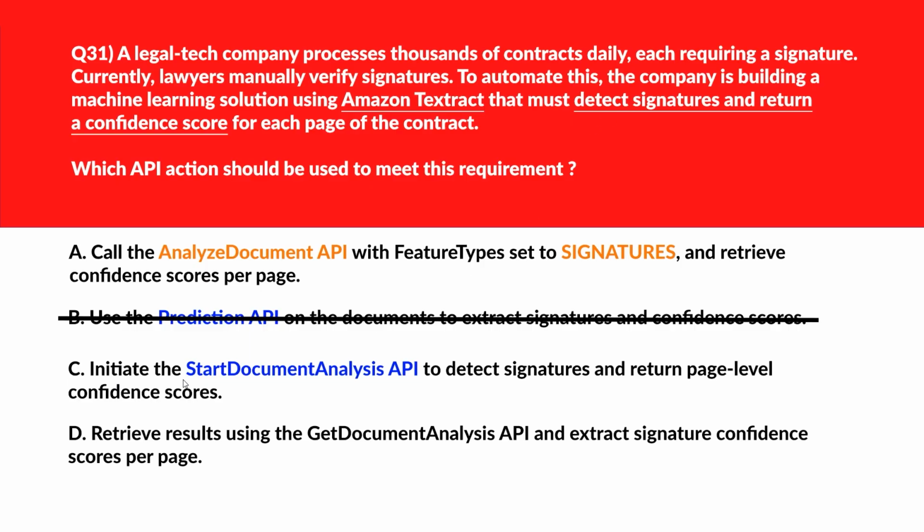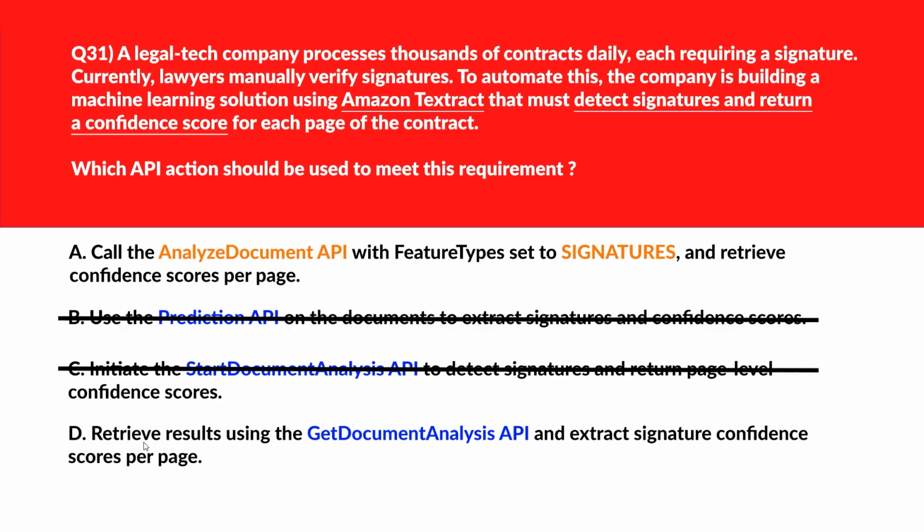C says initiate the start document analysis API to detect signatures and return page level confidence scores. Start document analysis initiates asynchronous processing, adding unnecessary complexity, which we don't want. C is out. Let's move to D.